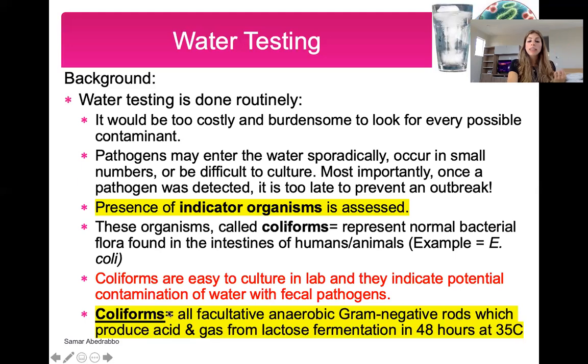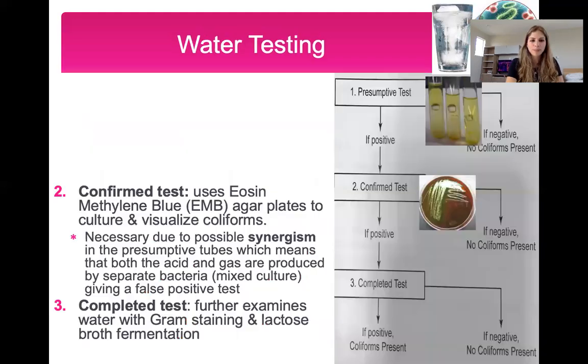So when you grow these organisms in lactose broth, which is a sugar found in milk, for example, they will use that sugar and they will produce acid and gas as a byproduct of their metabolism when they're incubated for 2 days at 35 degrees Celsius. So a little bit less than body temperature. So again, I want everyone to know that coliforms are facultative anaerobic gram-negative rods which produce acid and gas when they ferment lactose at 35 degrees Celsius for 48 hours.